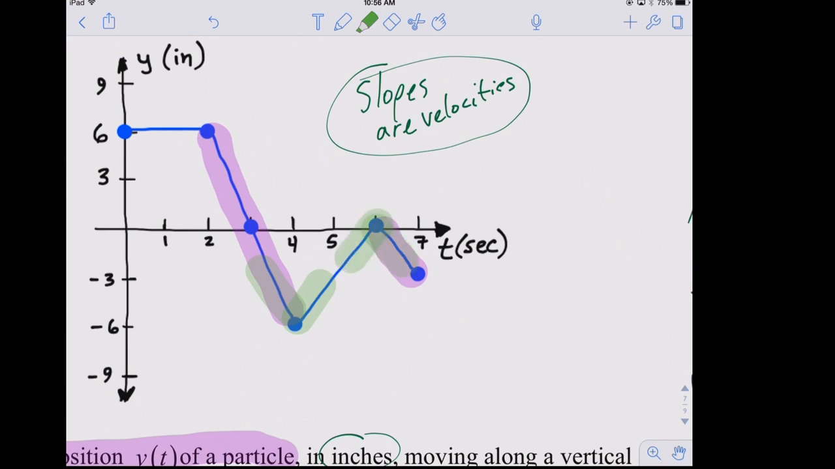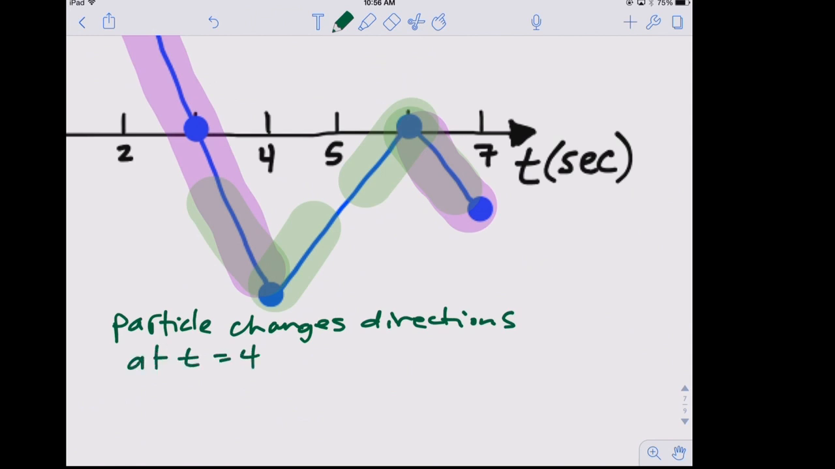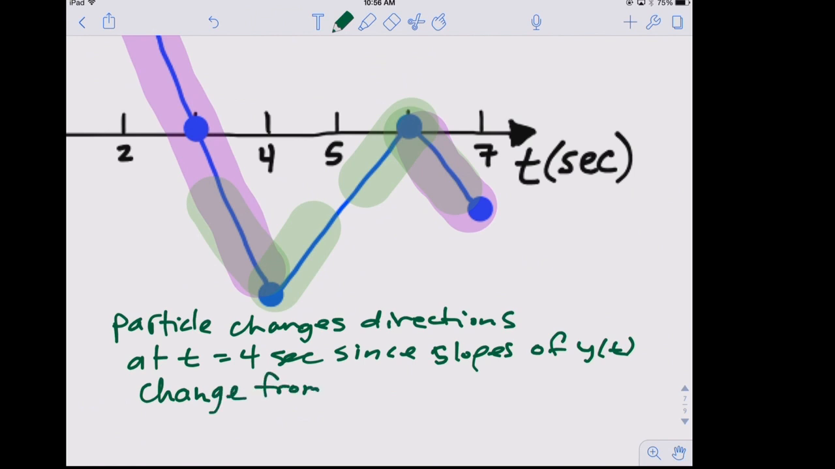Now, because they change two different ways, unfortunately, we have to say two different sentences. I'm going to write that right here where I can see it, and then maybe I'll bring it down. So, the particle changes direction, or directions, first of all, at t equals 4 seconds with units, since the slopes of y of t change from positive to negative.